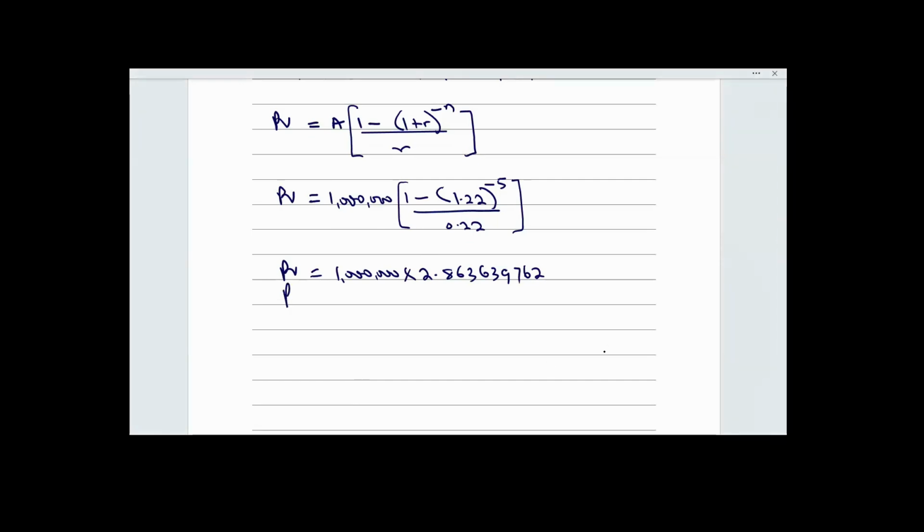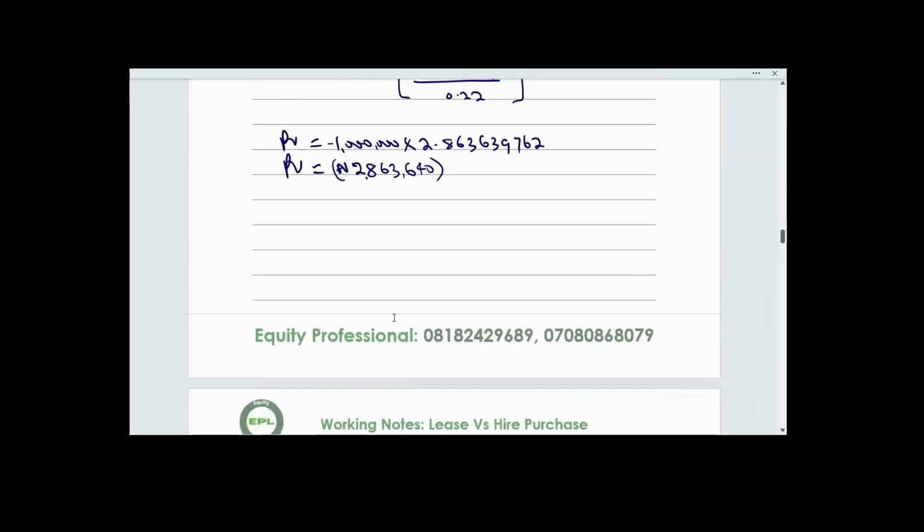So by the time you now multiply, our PV of cost will be equal to the annuity factor multiplied by 1 million naira. Using the calculator, that's 2,863,640, rounding. Okay, so PV of cost, remember this one is minus, so that would be negative. If I don't want to follow this route, if I want to use the table, it's still the same thing.